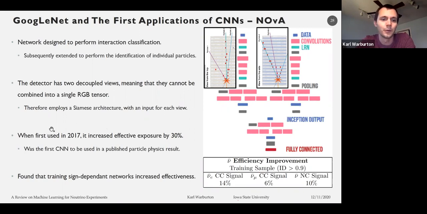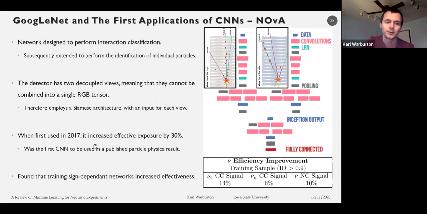When we first used this technique in 2017, we found that it increased our effective exposure by about 30%, which is a huge increase. It was also the first CNN to be used in a published particle physics result, which is quite fun.